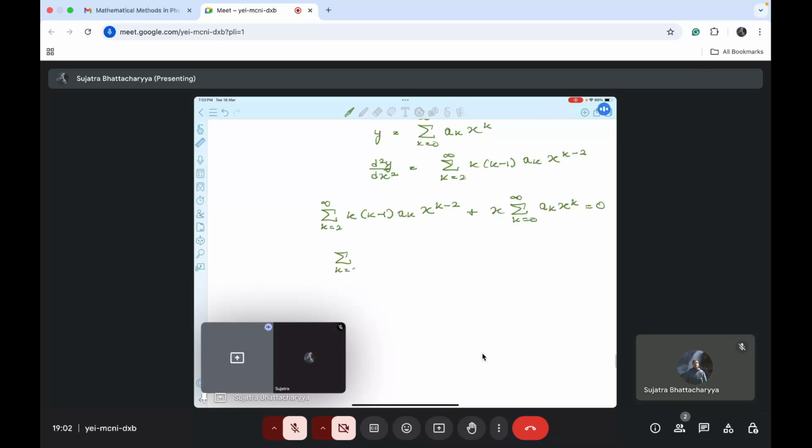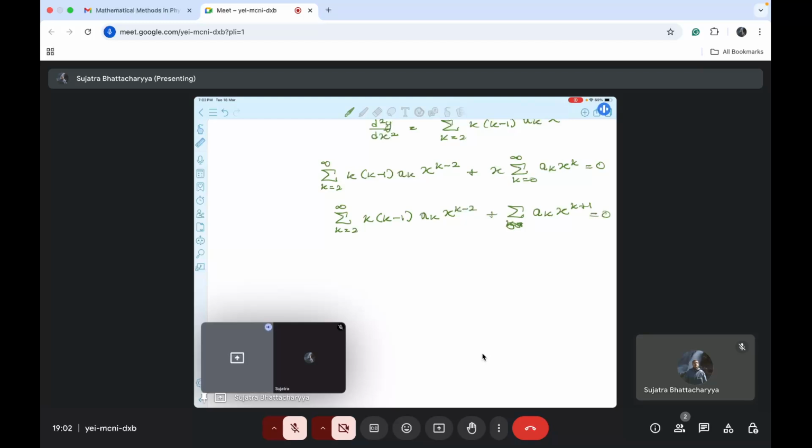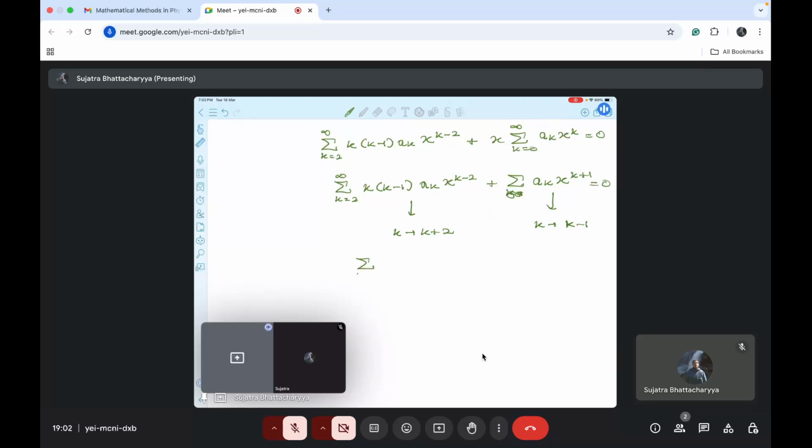Again, writing this, k is equal to 2 to infinity, k into k minus 1, ak x to the power k minus 2, plus this summation, which will be k equal to minus 1 onwards. Let's write this now, k plus 1 equal to 0, because ultimately you have to reduce it to x to the power k. So how will you reduce it? k will tend to k plus 2 here, and here it will be k minus 1. Just do that, and you will know that the summation will be k is equal to 0 to infinity at both ends. So it will be k plus 2, k plus 1, and just directly writing, you know now how to do it, a k plus 2, x to the power k, plus the summation, the same now, k is equal to 0 to infinity, a k minus 1, x to the power k, equal to 0.